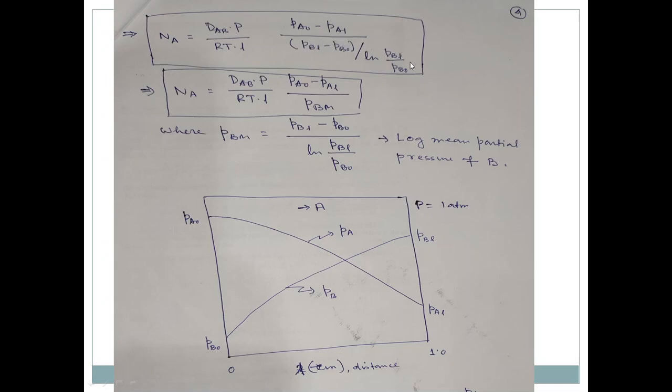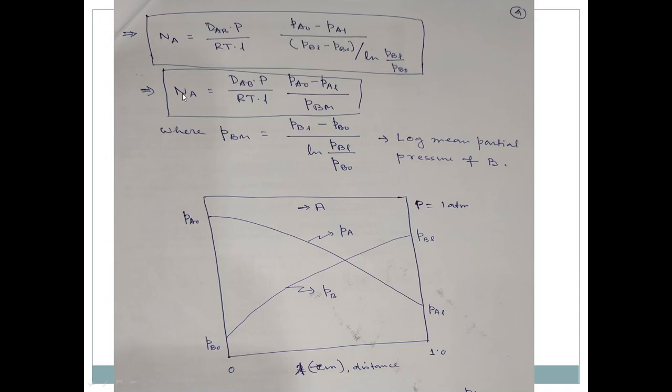This is very similar to your log mean temperature difference, delta T1 minus delta T2 by ln of delta T1 by delta T2. So that was the LMTD, log mean temperature difference. In this case, this is the log mean partial pressure of B. See here, all are B, no A is there. So I can write this equation, NA equal to DAB into P by RT into L into this, and this term I am writing as PBM.